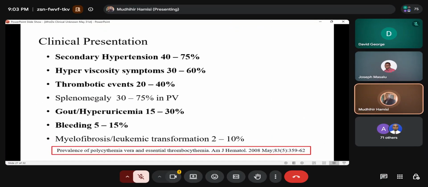The splenomegaly is seen in 30 to 75%. However, splenomegaly is mostly seen in people with polycythemia vera, which is a primary cause, and not seen in secondary causes. Also, hyperuricemia is seen in 15 to 30%, and 5 to 10% tend to have bleeding, and some of them will form a leukemic transformation, 2 to 10%.